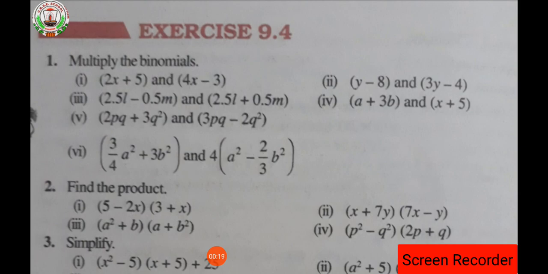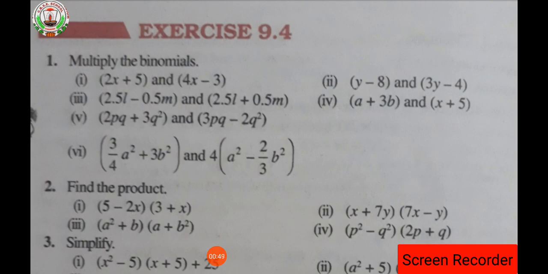The first question says to multiply the binomials. What do you mean by binomial terms? That means, what is the definition of binomial terms? Binomial terms are those expressions in which two terms are carried. That means if any expression has two terms, then it is called a binomial, isn't it? So here it is asking to multiply the binomial terms in the first question.